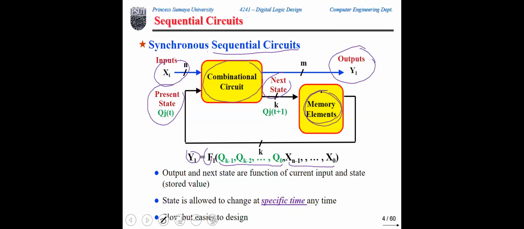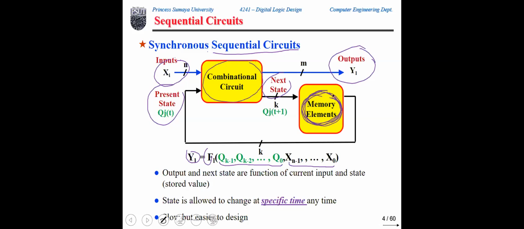In the asynchronous circuit, we said that the stored value is allowed to change at any time, or basically, what will change the stored value? The change in the input. So in other words, as soon as the input changes, the stored value is allowed to change. In the synchronous type, the stored value is not allowed to change at any time. It is not allowed to change as soon as the input changes.